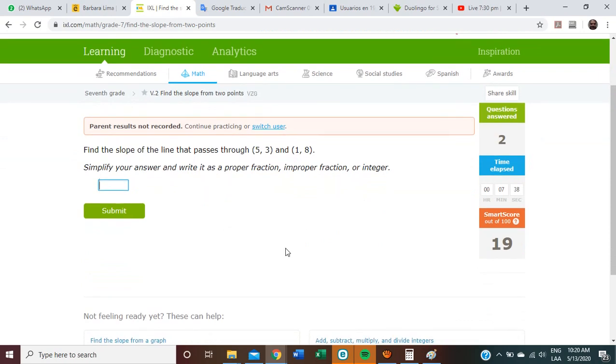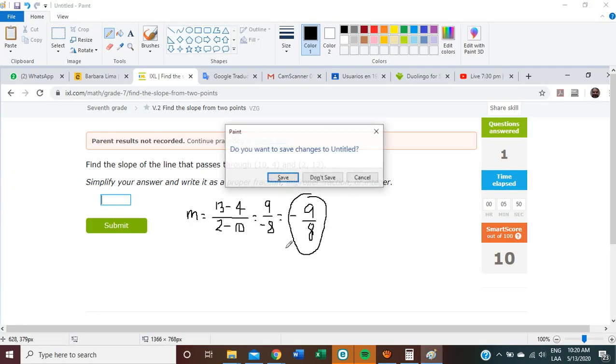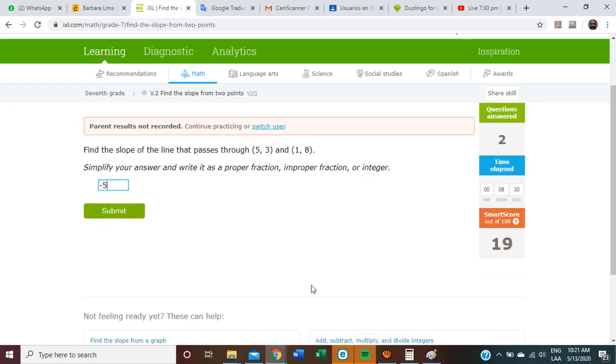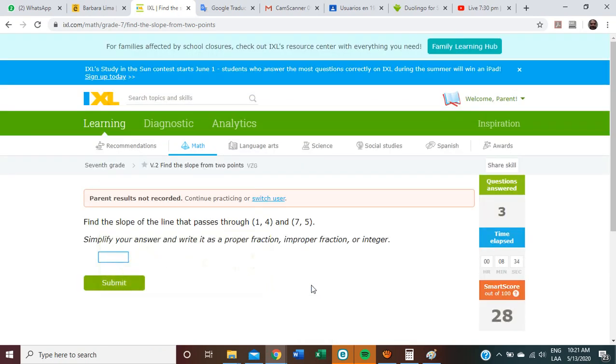So this one. All right, so we write again m equals the change in y, which is 8 minus 3, divided by 1 minus 5. Okay, this is 8 minus 3 equals 5, and 1 minus 5 equals negative 4. Okay, this is negative 5/4. All right, so we write the answer, negative 5/4 right here, and I hope that you are understanding.